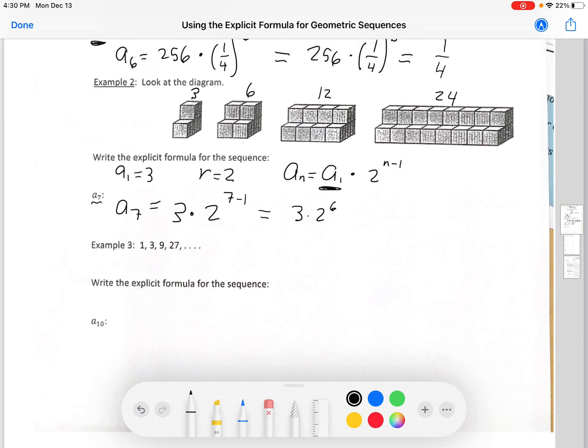At this point, it's probably best to use your calculator to find out what's next. I'm going to go ahead and type it in myself. So that'll be 2 to the 6th power, which will be 64. 64 times 3 will be 192.